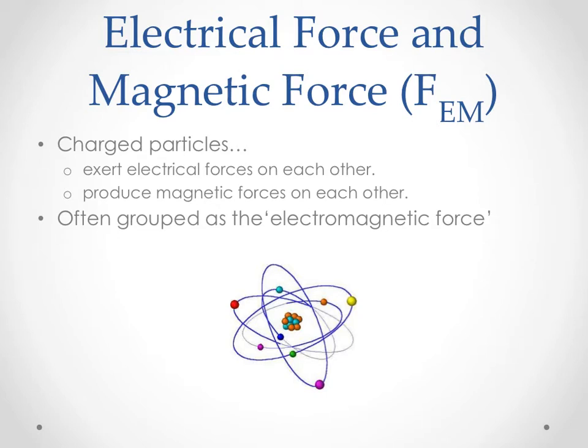Now some of these other field forces, the electrical force and the magnetic force, it's often referred to as the electromagnetic force. So this is what keeps charged particles in an atom together. So we have the protons in the nucleus and the electrons surrounding the nucleus are held together by these electrical forces of opposite charges. And like I said, they're often grouped together as the electromagnetic force.